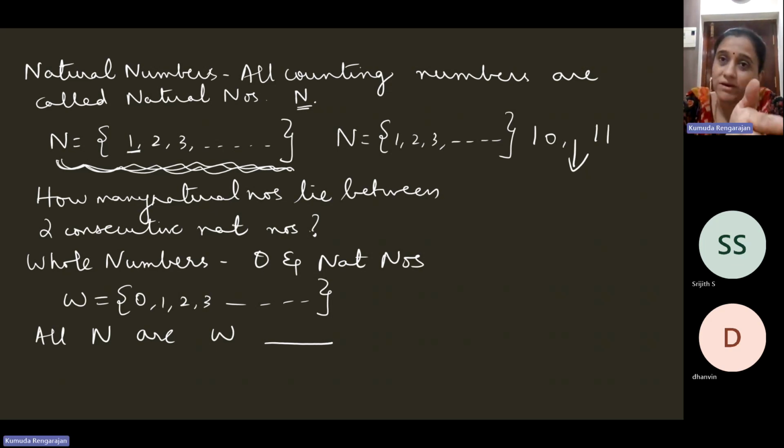Every natural number, all natural numbers are whole numbers. Okay, fine. If you say false, tell me one natural number which is not a whole number. If you say this is false, then you should be able to justify the answer, right? So tell me one natural number which is not a whole number.